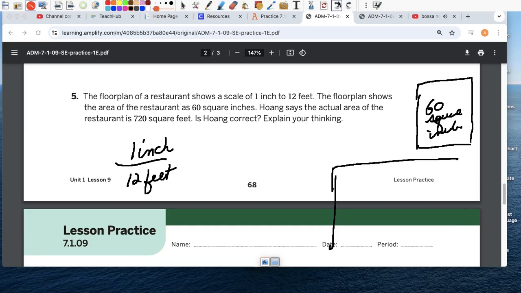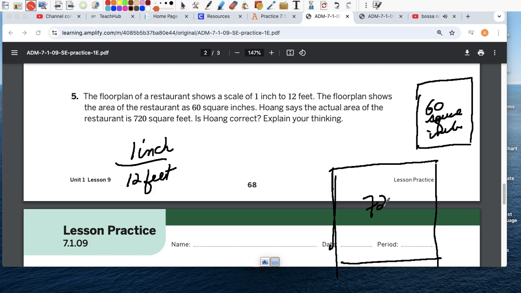So this is the real restaurant right here. 720 square feet. Is he correct? Explain your thinking.